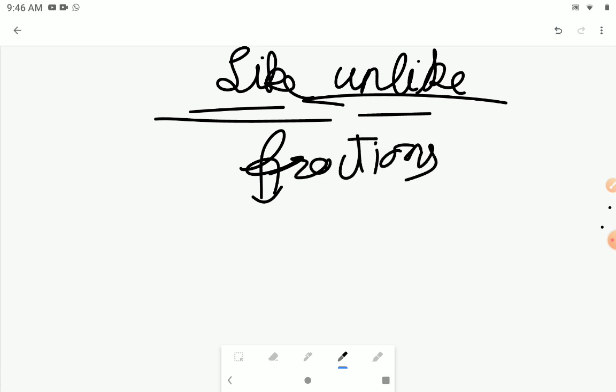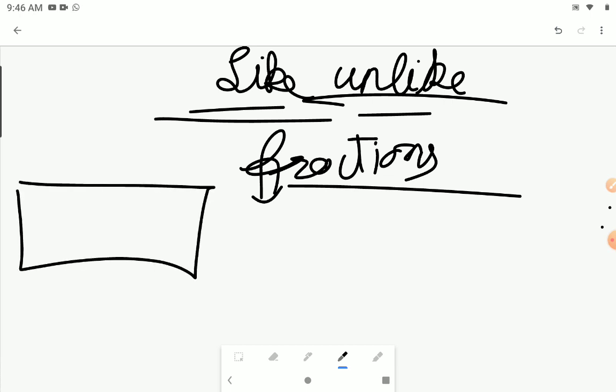We will today learn about like and unlike fractions. Like fractions means that if the denominators are the same, that is called a like fraction. Unlike fractions means the denominators are not the same. I will give an example.